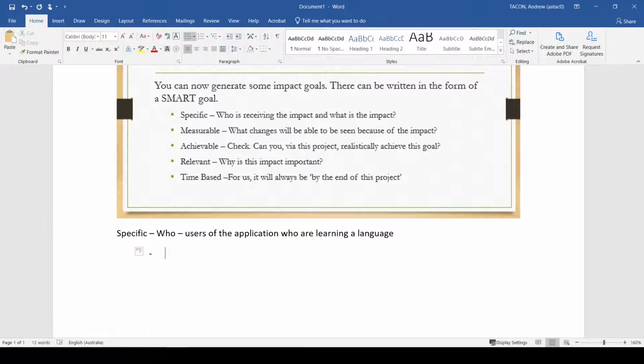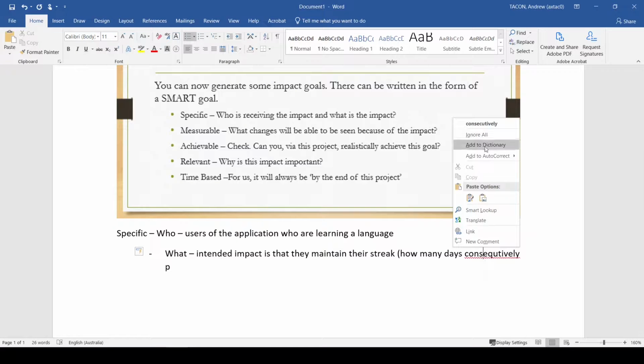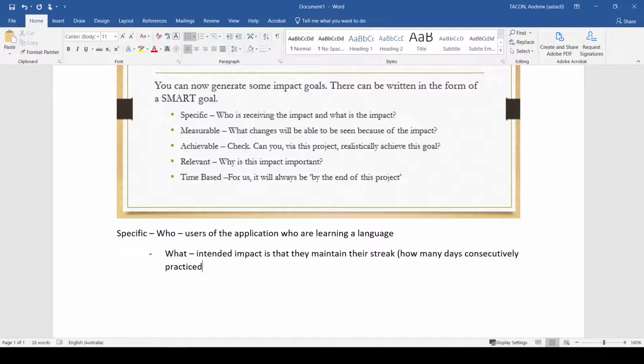Okay. And what impact are they receiving? Well, the intended impact, or benefit, is that they maintain their streak, or how many days they've practiced in a row, consecutively practice, and also to keep them learning, to maintain the learning habit. Because the goal of Duolingo is for people to learn a language, and they learn by continuously doing.